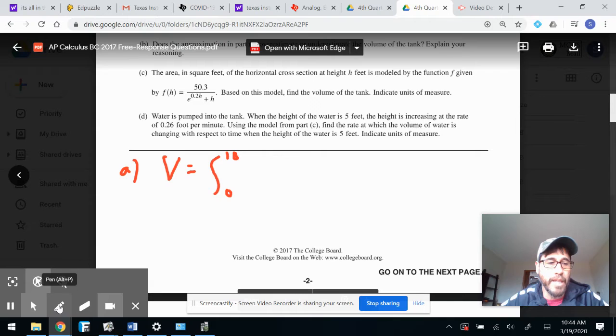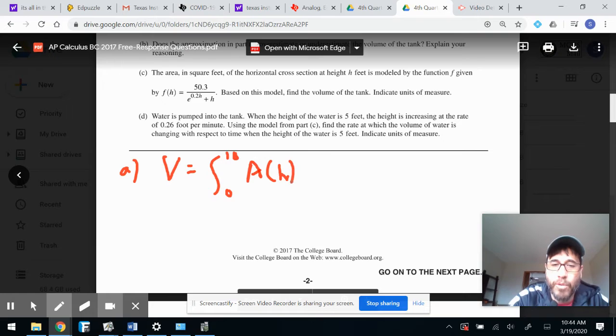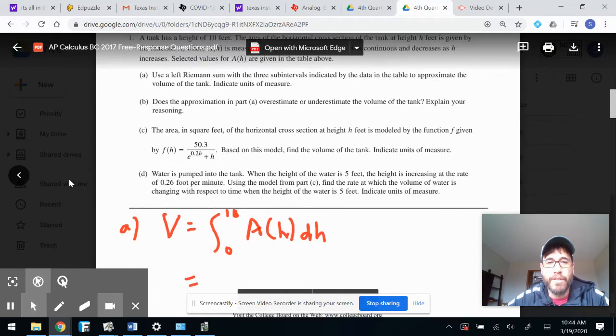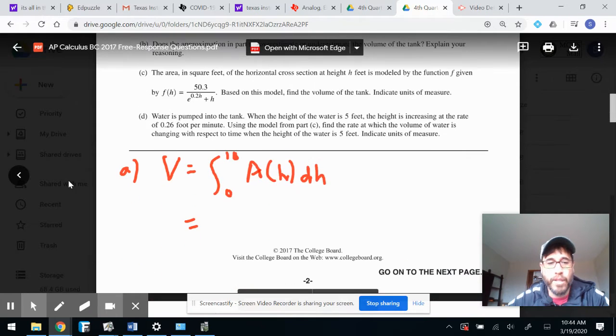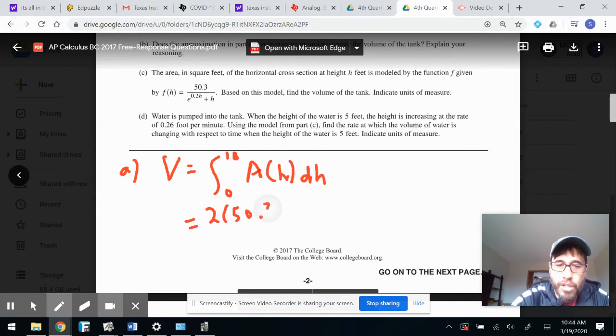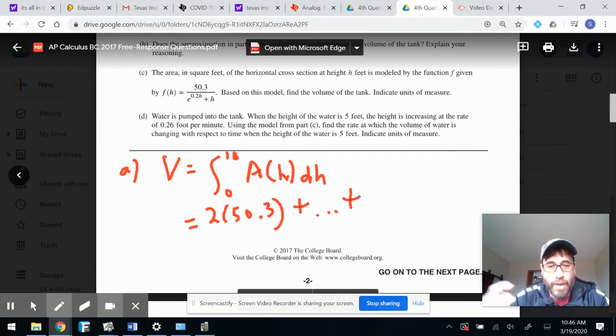And what we're going to do is take the area of a cross section, remember the volume is the area of a cross section, and multiply it by its thickness. And they asked me to use LRAM for this. So we're going to have to go back to the table up here and check out the values. So my first one would be from a height of 0 to 2. So it'd be 2 times 50.3, and I really hope you guys tried this on your own. We're not going to try to make these videos so crazy. We're going to do plus dot dot dot plus for all of ours, and let's see if you got it right, okay?